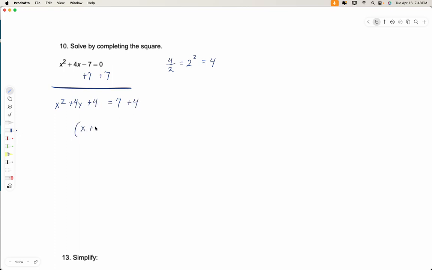Factor. Unsquare. Subtract or add, whichever it is. In this case, it's subtract. There's our answer. All right?